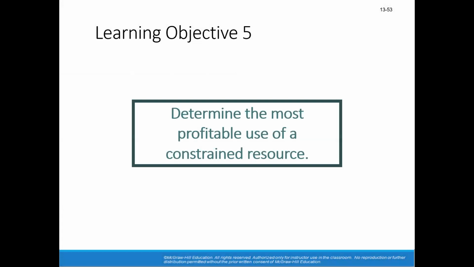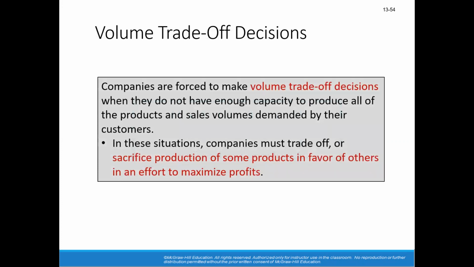Now we're going to talk about constrained resources. Companies are forced to make volume trade-off decisions when they don't have enough capacity to produce all of the product and sales volumes demanded by their customers. In these situations, companies must trade off or sacrifice production of some products in favor of others in an effort to maximize profit.